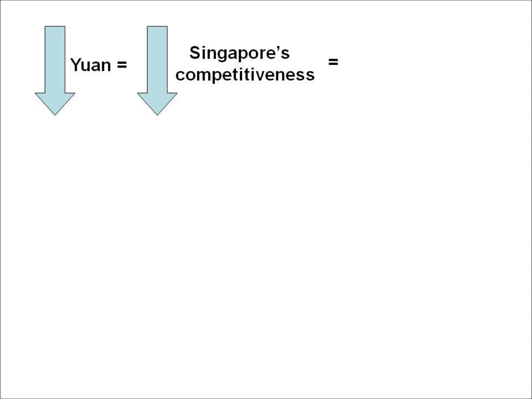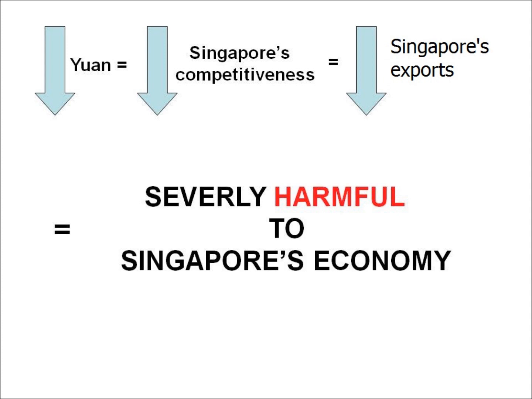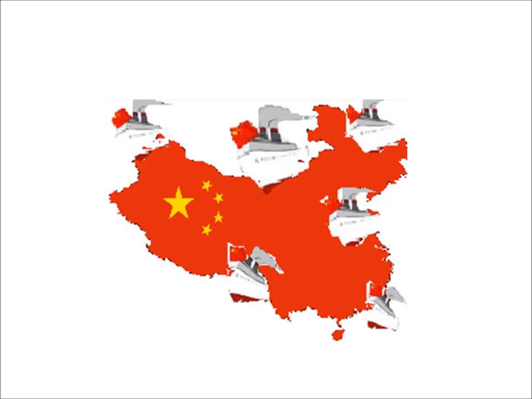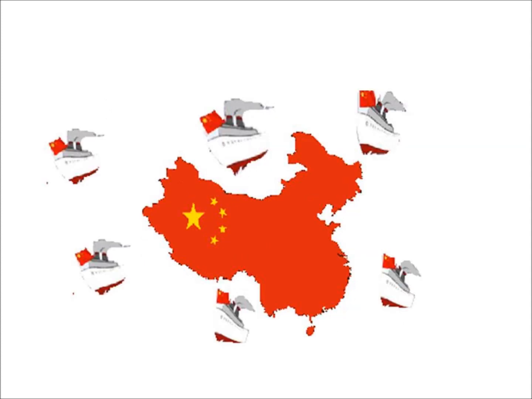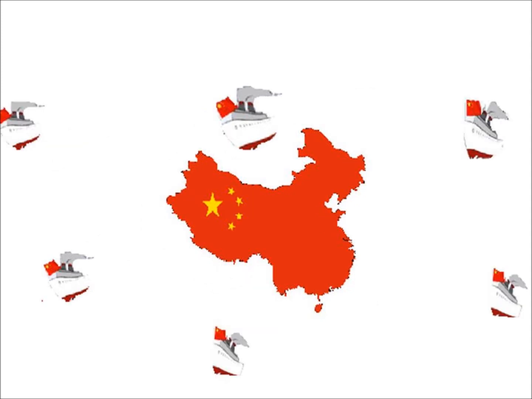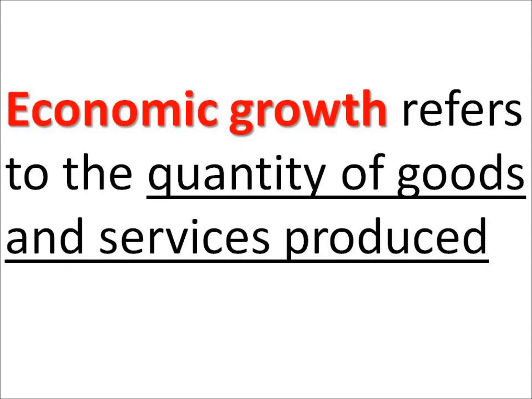This will cause Singapore to experience a drop in export levels, which will severely stagnate our economy, one that is extremely dependent on exports. On the other hand, the undervaluation of the yuan makes China's exports cheaper and their imports more expensive. This increases the demand for China's exports from foreign countries. When there is an increase in demand, more goods are produced to meet the rising demand. Since economic growth refers to the quantity of goods and services produced, an increase in the production of Chinese goods would mean economic growth for China.